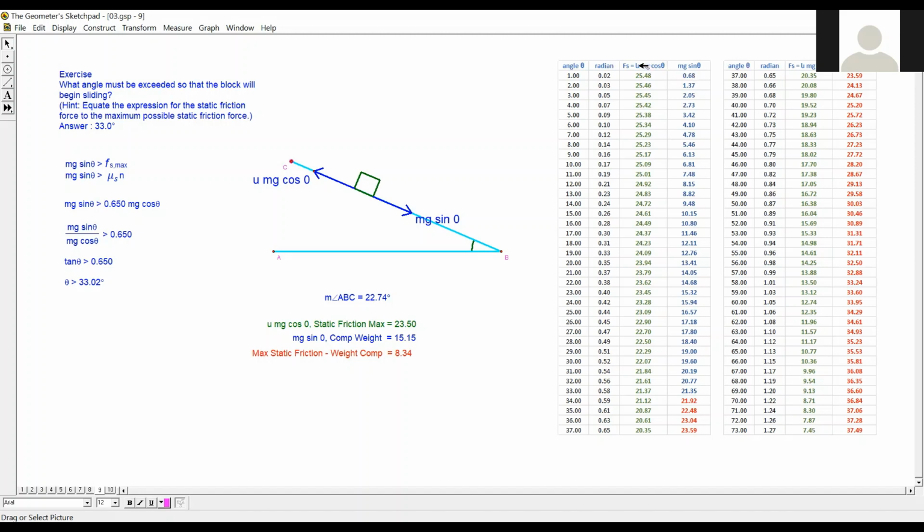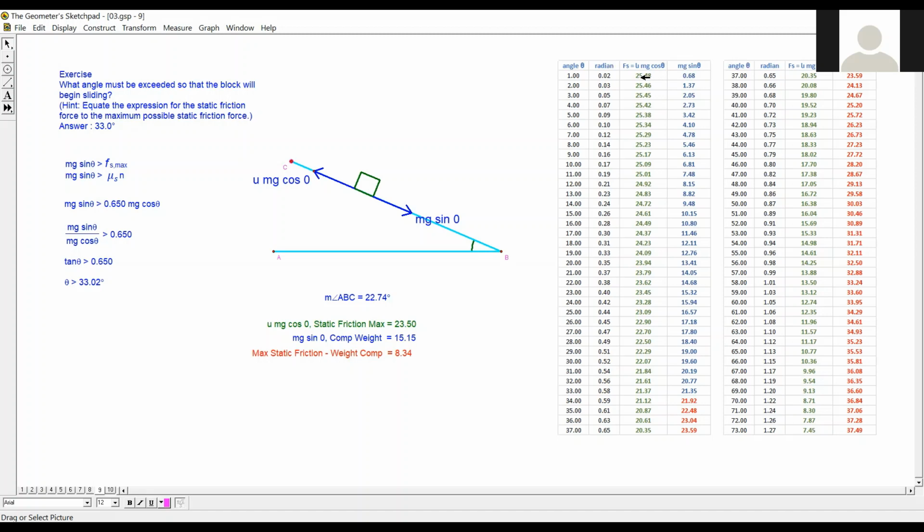So if you look at the maximum frictional force, when the angle is 1 degree, the maximum frictional force is 25.48 Newton. The component of the weight, that is mg sine theta, that is forcing the object to slide down the plane, is only 0.68 Newton. So this definitely cannot exceed the maximum frictional force. So you will not slide down the inclined plane at 1 degree.